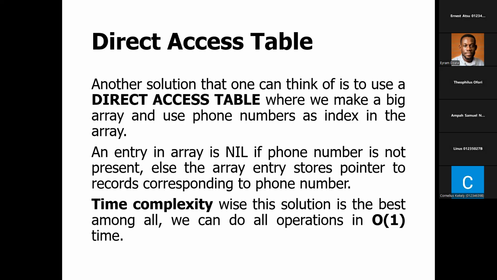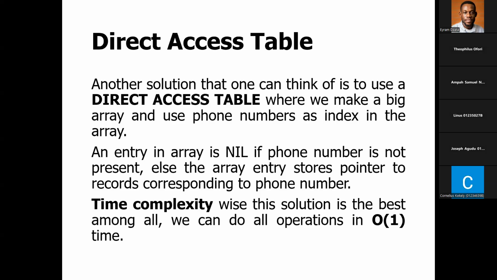So a direct access table where we can make a big array, then use the phone numbers as the index. Now, an entry in the array is nil if the phone number is not present, else the array entry stores the pointer to the record corresponding to the phone number. So time complexity wise, this solution is best among all, and we can do all operations efficiently.